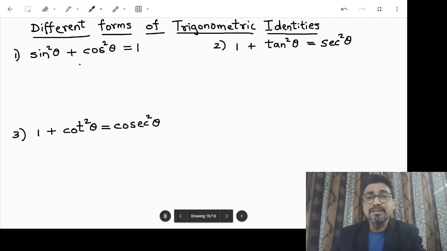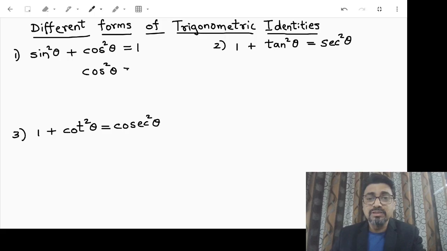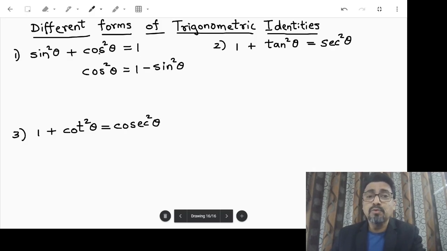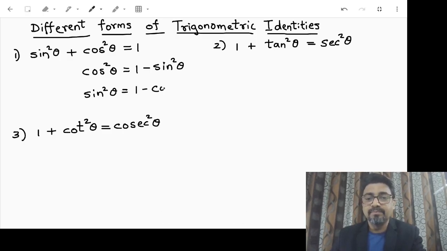Consider sine square theta plus cos square theta is equal to 1. Take sine square theta on the right side. I will have cos square theta is equal to, sine square goes on the right side and becomes minus, so 1 minus sine square theta. Similarly, from the identity sine square theta plus cos square theta is equal to 1, if I shift cos square theta on the right side, I will be left with sine square theta on the left side, and cos square theta becomes negative on the right side. I will have 1 minus cos square theta. These are the three different ways of writing the first trigonometric identity.